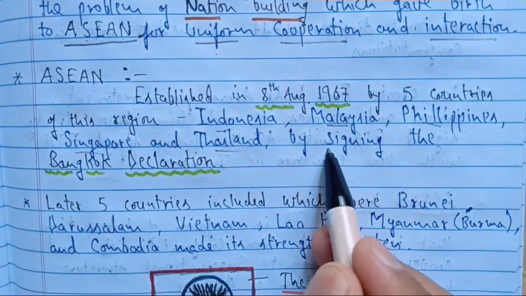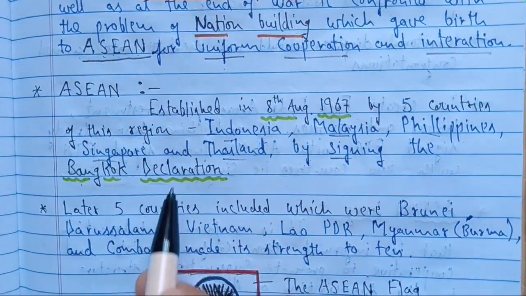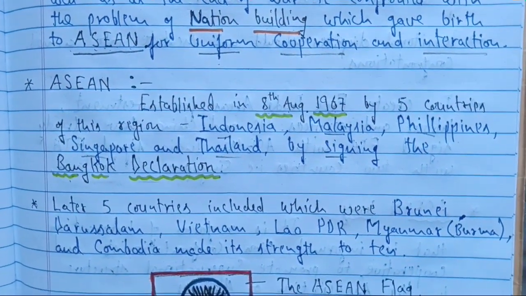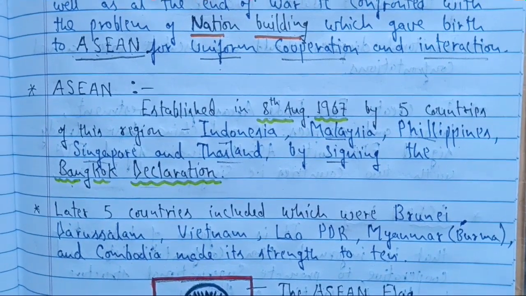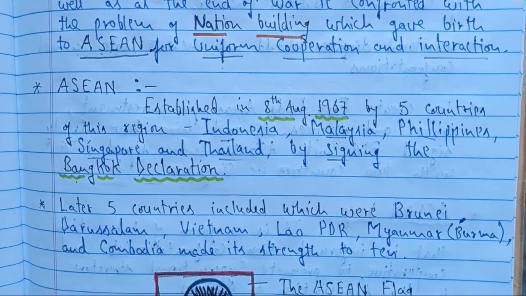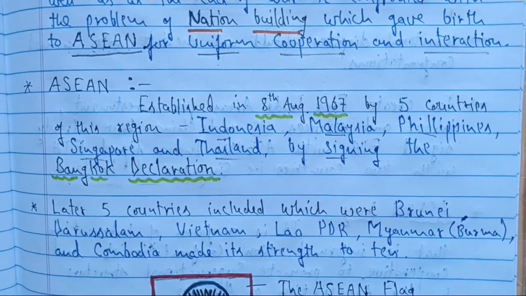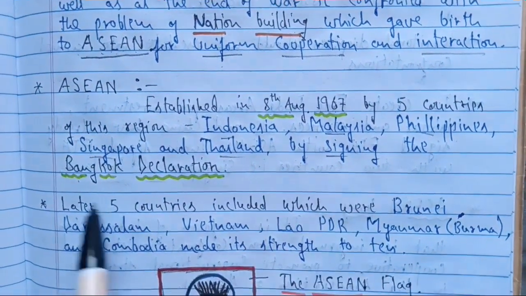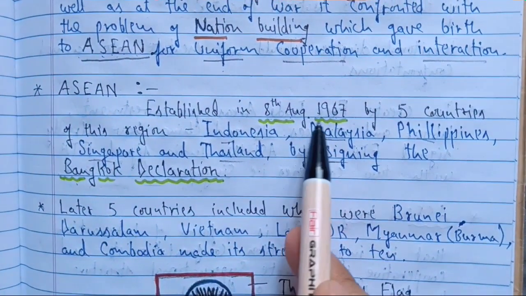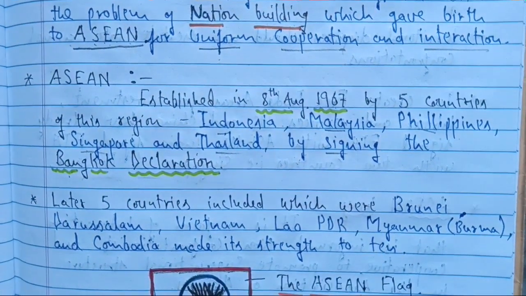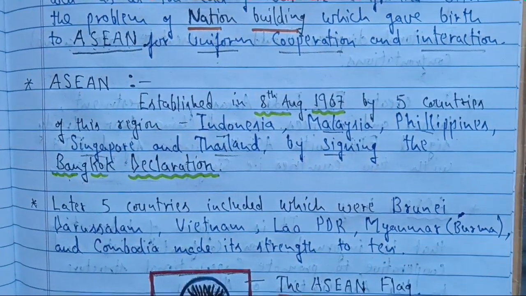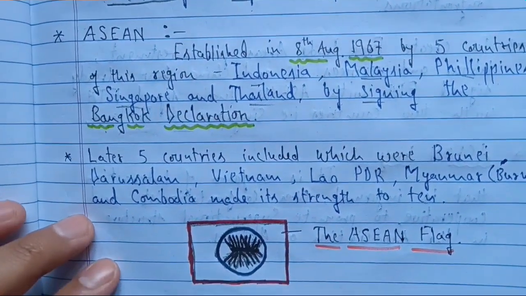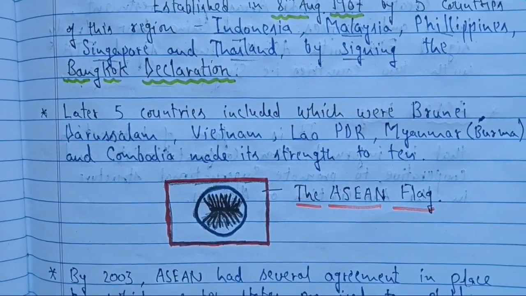They signed the Bangkok Declaration, which means they signed an agreement where all these 5 countries decided to cooperate in terms of their economy, security, society and political system. So this was signed by 5 countries in the Bangkok Declaration. You need to remember the date here and the names of these 5 countries, and this was the Bangkok Declaration. Okay, this was the formation of this organization.